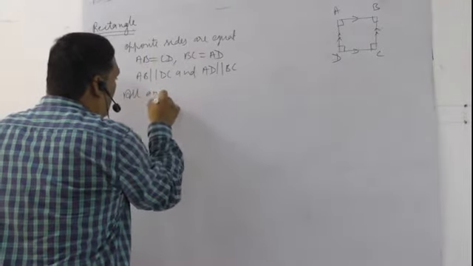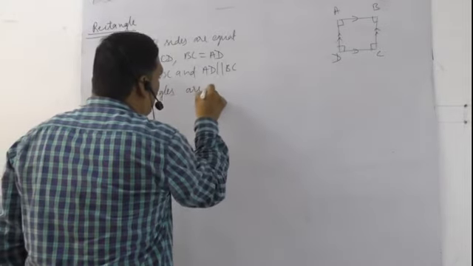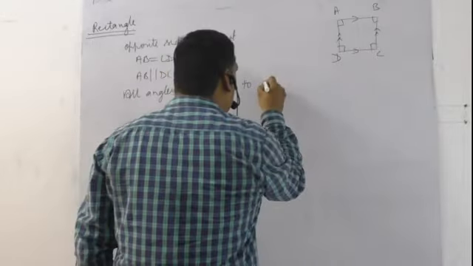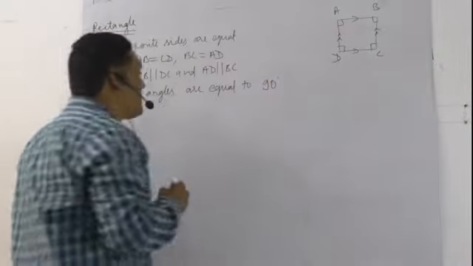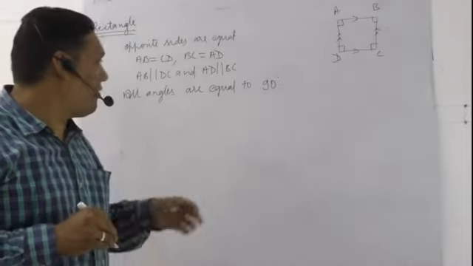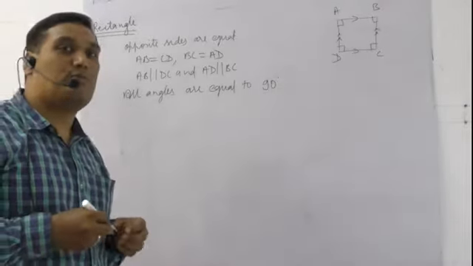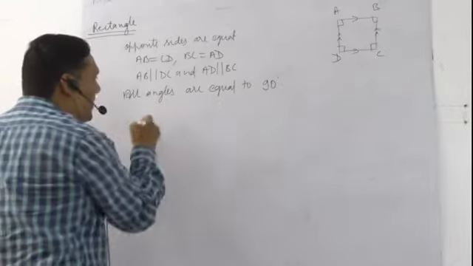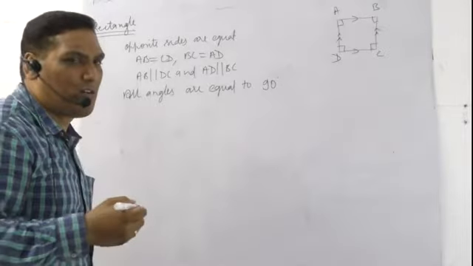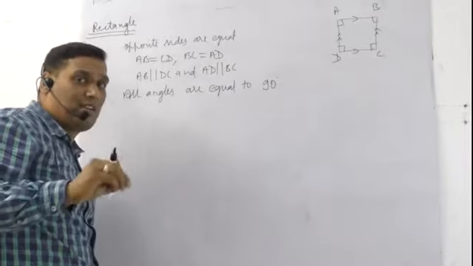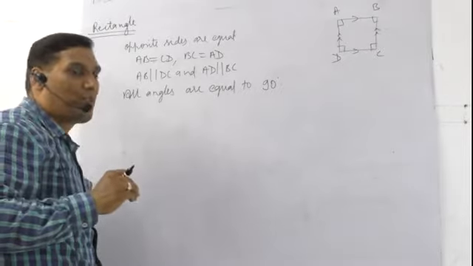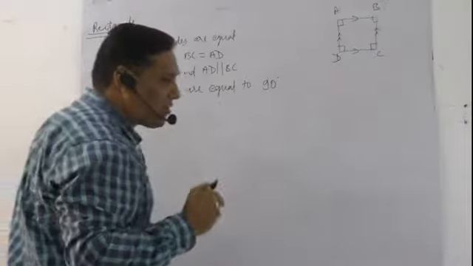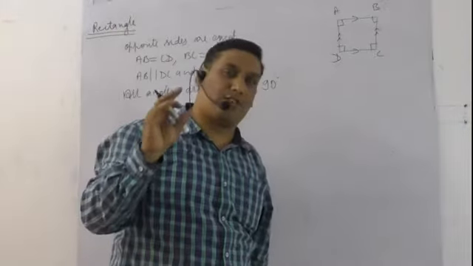All angles are equal to 90 degrees. Sum of all angles in a quadrilateral is equal to 360. एक चीज और भी बता देता हूँ, ये तो ऑलरेडी आप लोगों को पता होगा. वैसे sum of all angles in a quadrilateral is equal to 360 degree. Okay, all angles are equal to 90 degree. And second thing, sum of all angles in a quadrilateral is 360 degree.